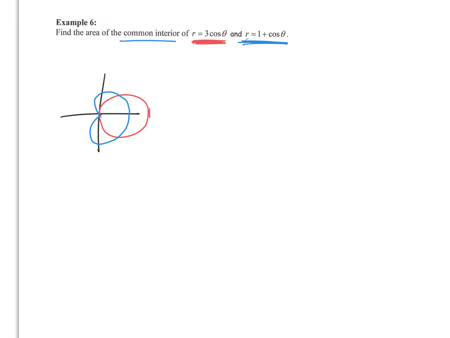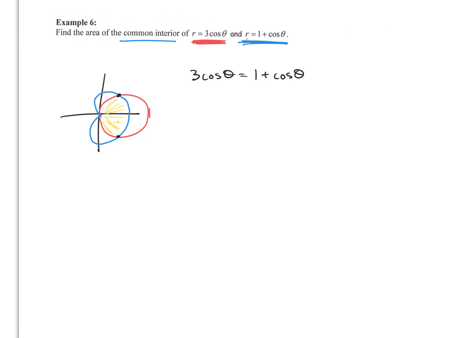And so we're trying to find the common interior. And so the common interior is this portion right here. Okay. However, what do we need to solve for again? The intersections. So let's do it. And so let's solve for our intersections. And how do we do that? We set them equal. So we'd have 3 cosine theta is equal to 1 plus cosine theta.